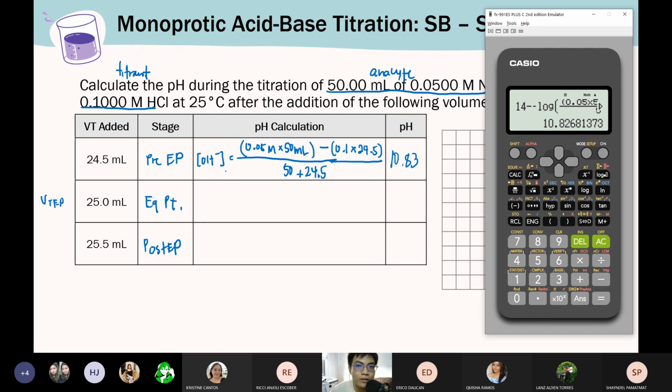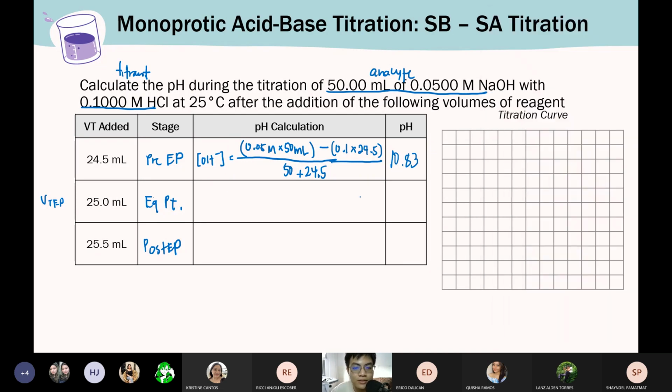And then, equivalence point, wag na magdalawang isip, ang sagot ay 7. Sana maraming ganyan sa quiz, no? Siyempre, di ako papayag nun. Pero may ganyang questions then, don't worry. So, yung pag sinerte kayo, matatapat sa yung question na yan, no? Sarap buhay.